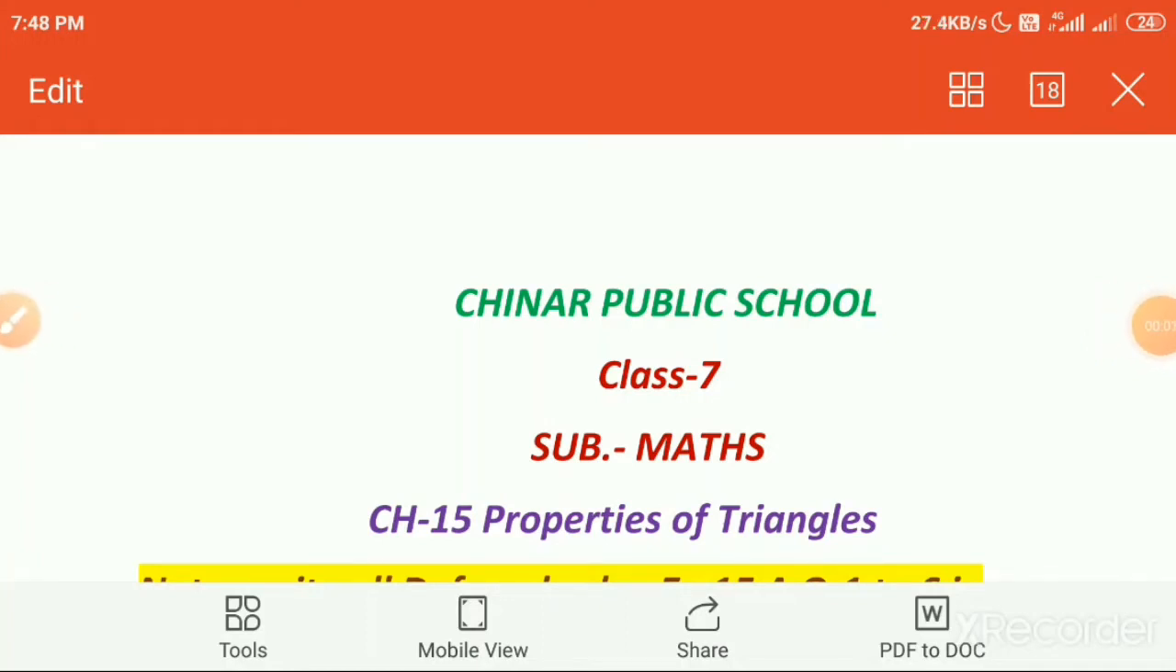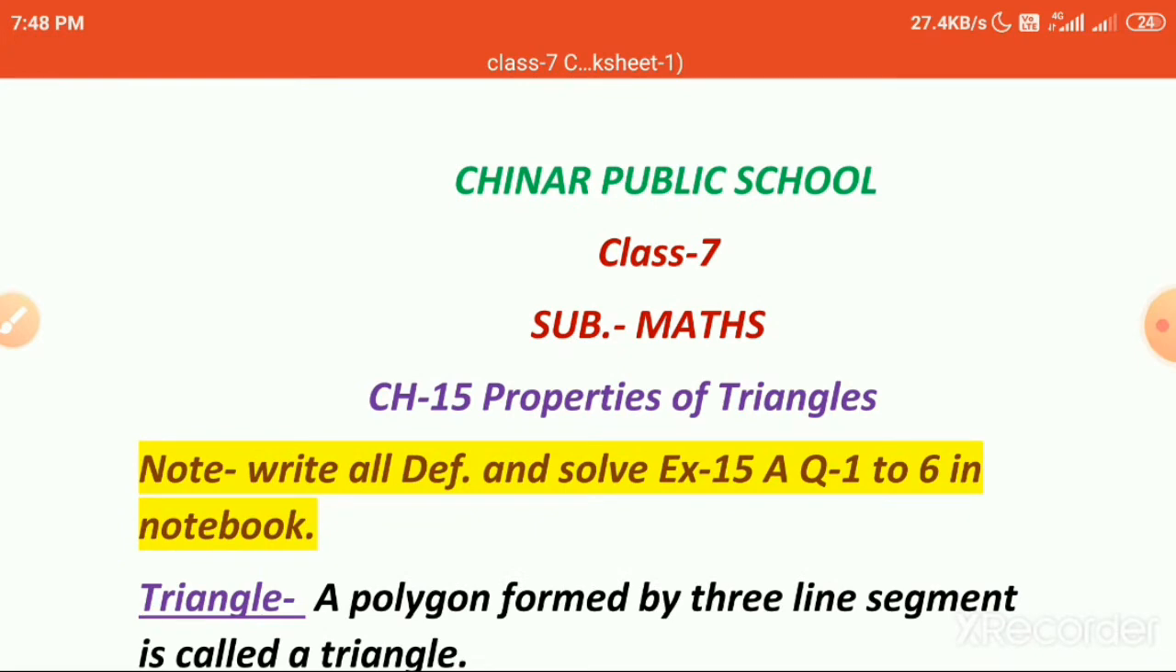Everyone, today we are going to start chapter number 15, properties of triangles. This is the first module, and in this module we are going to study all the basic topics like what is a triangle and what are the different properties of this. So please pay attention and let's start our class.